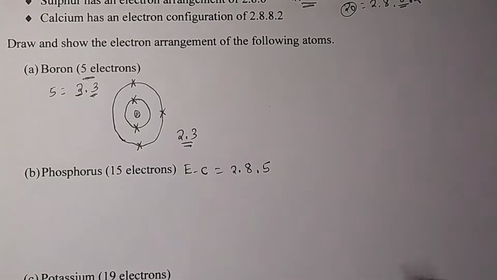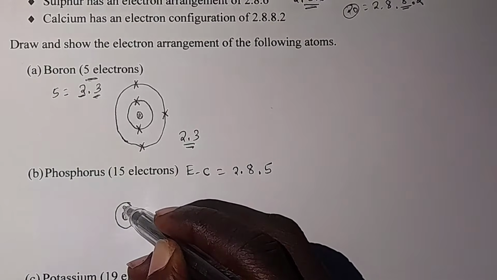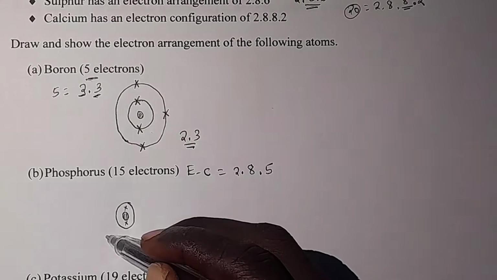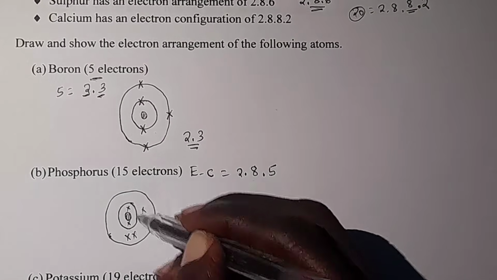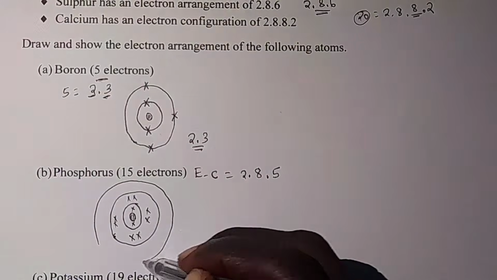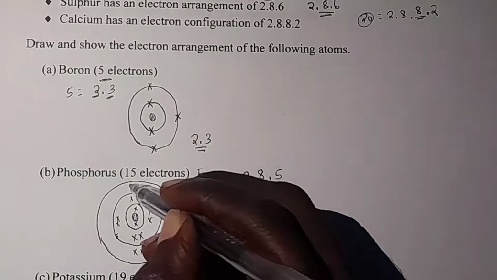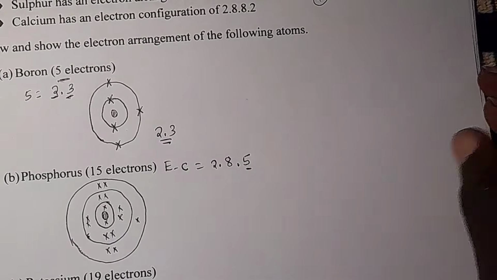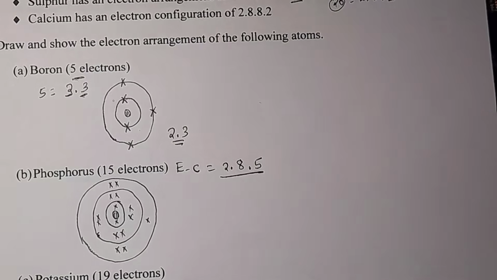So let's draw the nucleus of that phosphorus. I can shade it. In the first energy level, in our case here, I want to use 2 electrons. The second energy level now carries 8, as you see on the electronic configuration. So I'm having something like that. Then I go to the third energy level for phosphorus. It's carrying 5 electrons. So this is 1, 2, then 3, 4, then 5. So I'm done with drawing and showing the electron arrangement of phosphorus. The electronic configuration for phosphorus will be 2 8 5.